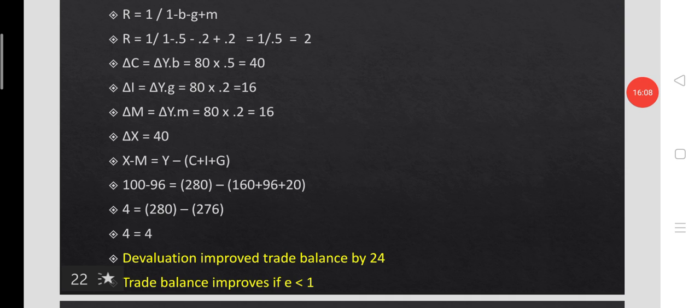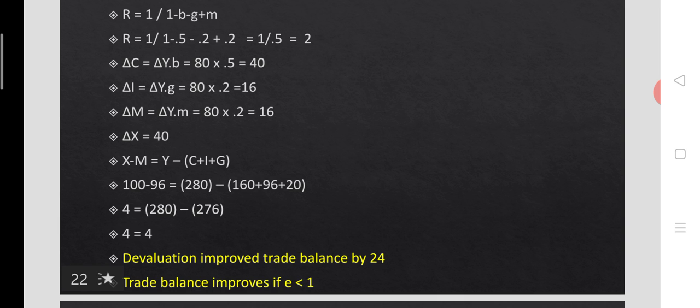So let me conclude the presentation. This is the absorption approach put forward by Sidney Alexander. This is to identify the effect of devaluation on the trade balance of the devaluing country. Unlike the elasticity approach, this is a macroeconomic approach. It considers the change in investment, change in consumption, change in import, everything, and how it affects the trade balance.